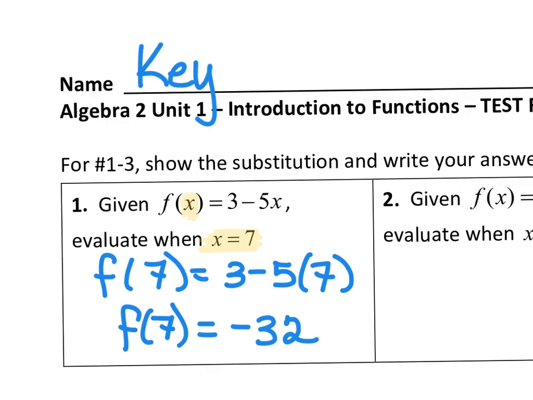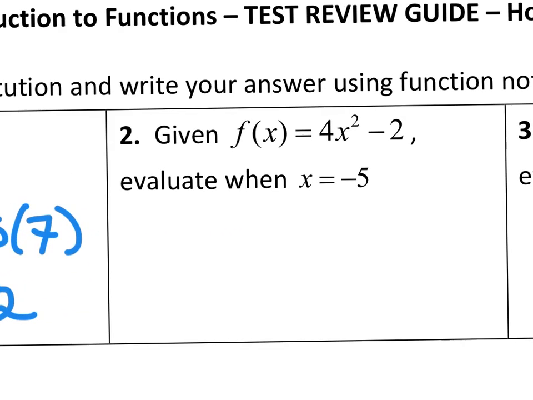Number 2, given f of x equals 4x squared minus 2, we're going to evaluate for when x is equal to negative 5. If x is negative 5, then we're going to replace the x, both in the parentheses and where the x squared is, with that negative 5.